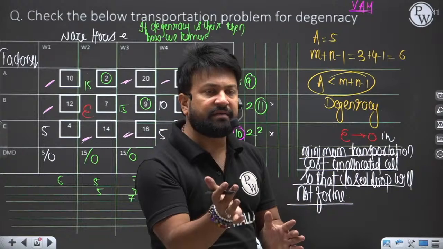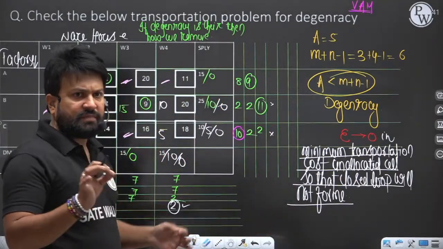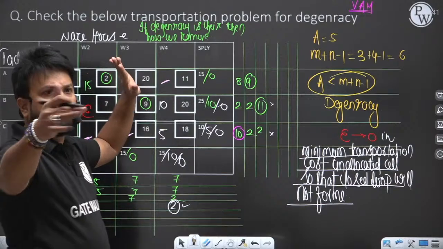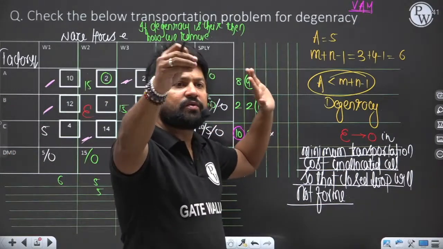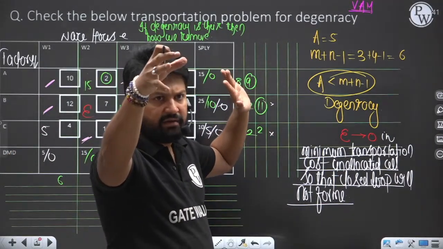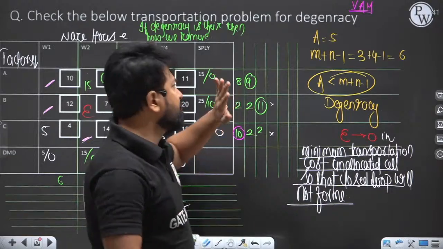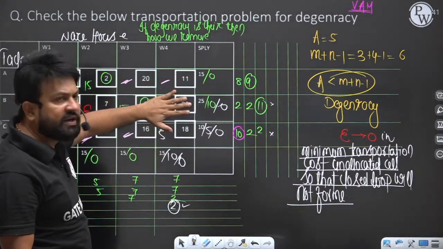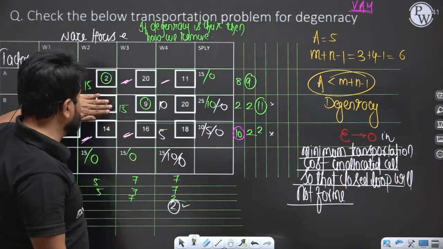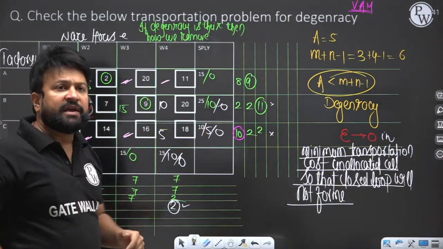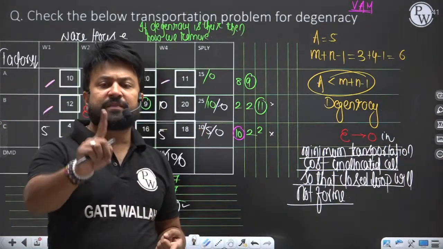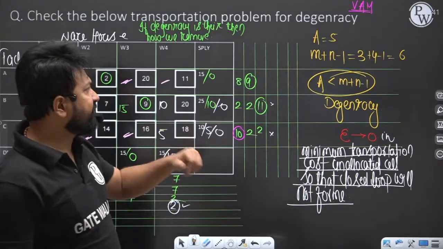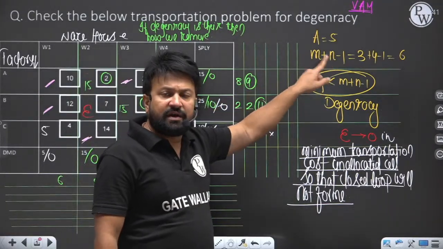How can a question be asked in the GATE exam? He will give you the initial table. Listen to me carefully. If he wants, he will give you the initial table, and after iteration, he will give you the final table. Now, he will first ask whether this table has degeneracy or not. Then you have to find out the degeneracy.